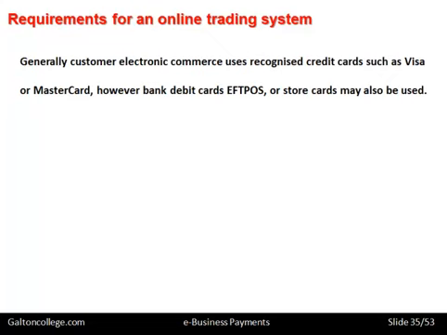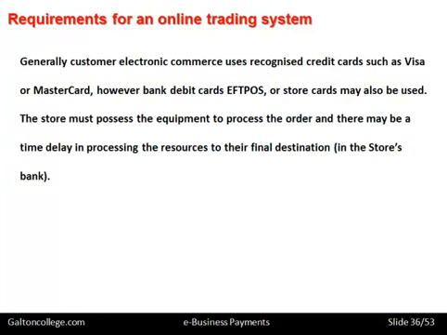Now let's look at the requirements for an online trading system. Generally, customer electronic commerce uses recognized credit cards such as Visa or MasterCard. However, there's an increasing use of store cards and of various other types of card which are becoming acceptable. But really, this is a matter that must be dealt with between the buyer and the seller. The seller must agree that the buyer's card is acceptable. The store must possess the equipment, of course, to process the order, and there may be a time delay in processing. The resources, so there may be an issue about delivery, processing time, and the store must have the appropriate equipment.